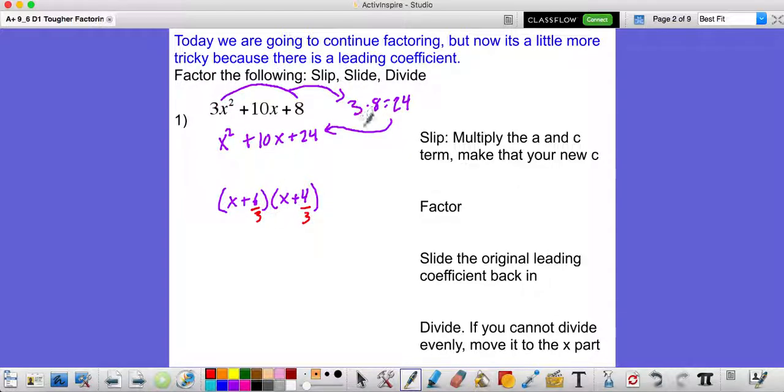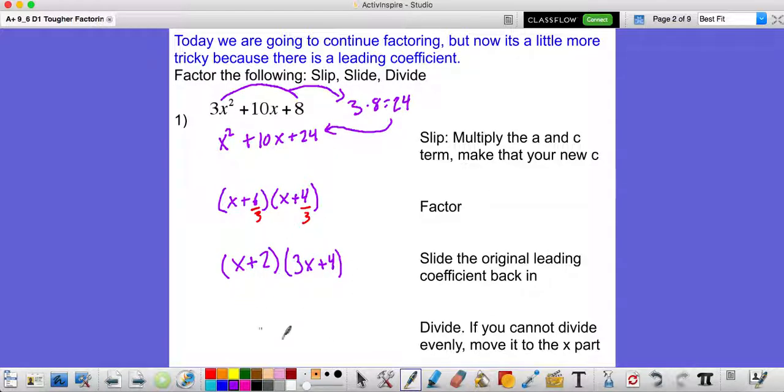That's involving the 3 in a way that we hadn't had it involved before. Once we do that, we divide. And if we can't divide it evenly, we move the 3, or what we're dividing by, to the x part. I'll show you what I mean. So 6 divided by 3 is just 2. So x plus 2. Now you have x plus 4 thirds. 3 does not evenly go into 4, so all we do is we slide the 3 back up to the x, and then we have 3x plus 4.